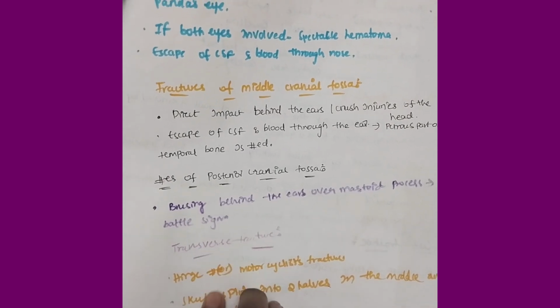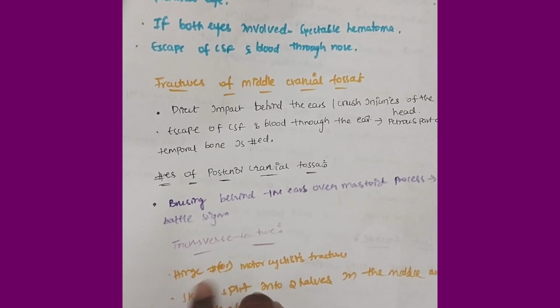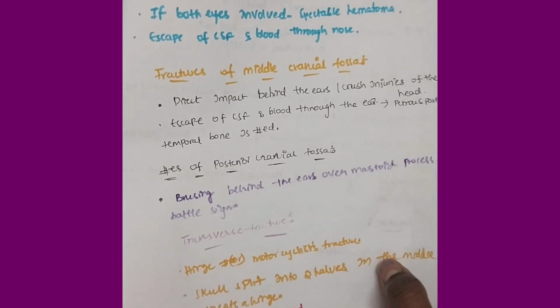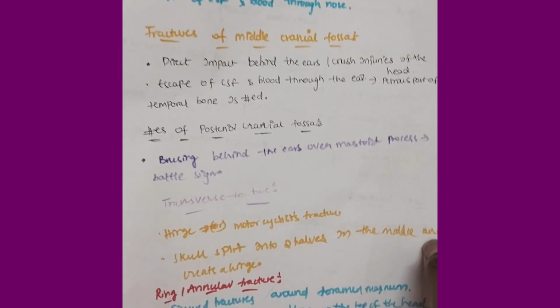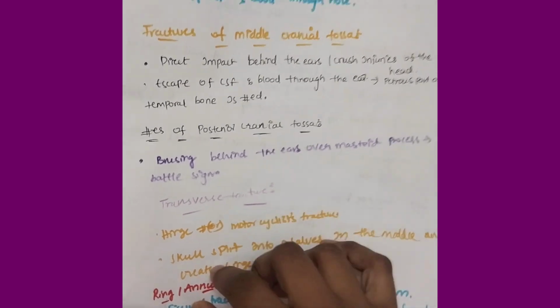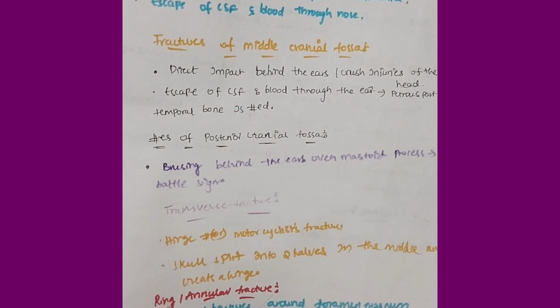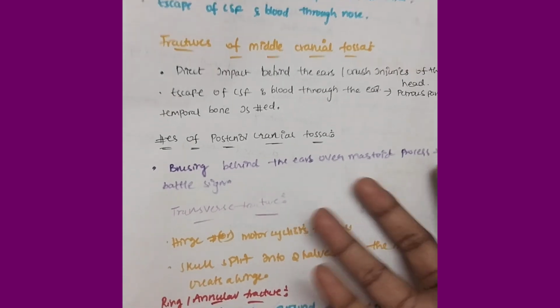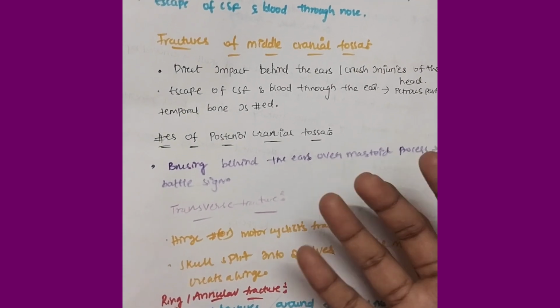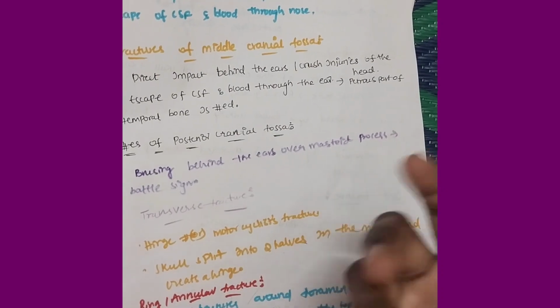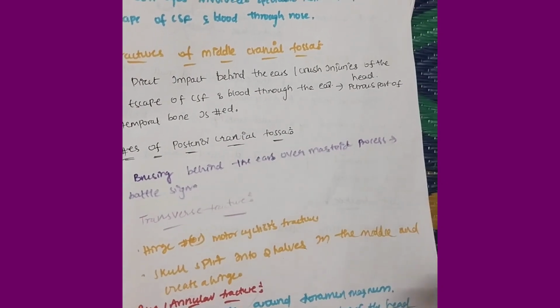Okay, then the transverse fracture is also known as hinge fracture or motorcyclist fracture. The skull is split into two halves in the middle, and it creates a hinge. Okay, next, ring or annular fracture: fissured fractures along the foramen magnum, due to a fall from height. Usually the patient may fall on the buttocks or on the back, or a heavy blow on the top of the head.